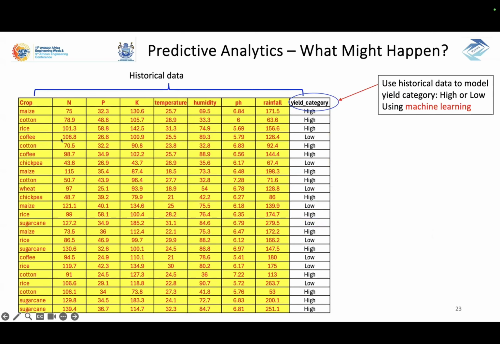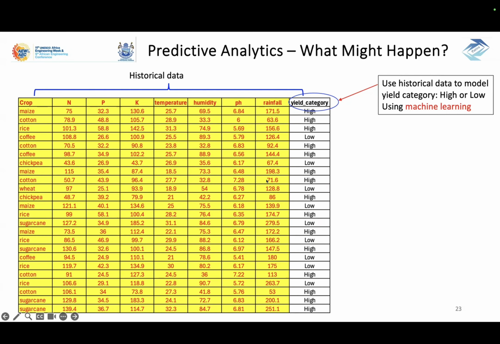This is supervised learning because we're training this model and giving it this data: after applying 75 kilograms of nitrogen, 2.3 kilograms of phosphorus, and 130 kilograms of potassium at this temperature, humidity, pH, and rainfall, the yield was high. Okay, so we are supervising our model because we are giving the output.